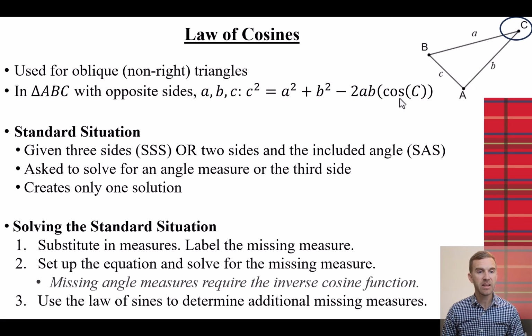If we have a standard situation, again, we substitute in our parts, we then set up our equation and then pay attention to how we solve it. We may need to take a square root of both sides, or we may need to take the inverse cosine depending on if we're solving for a side or an angle measure. And if we need to find another side or another angle, we can use the law of sines then to help us because we'll have more flexible information at that point.